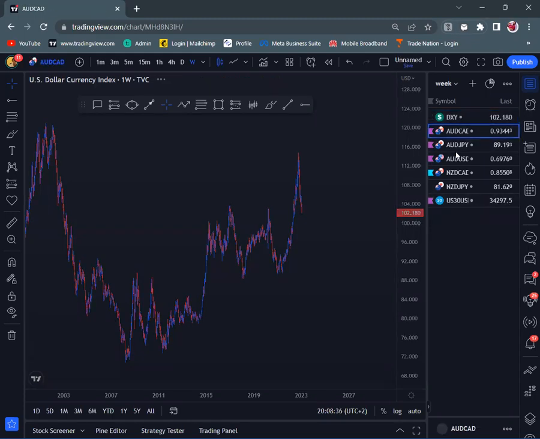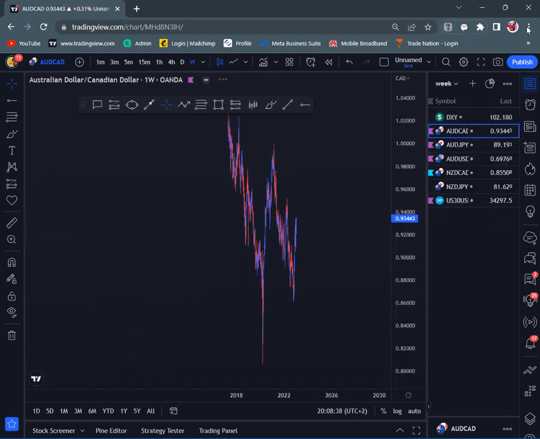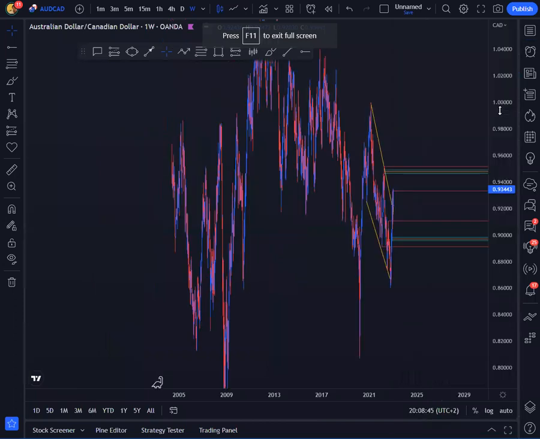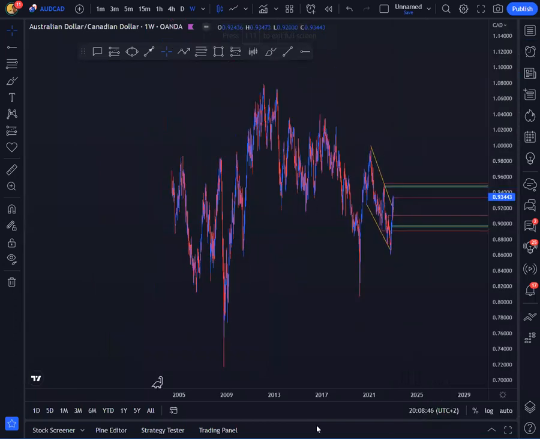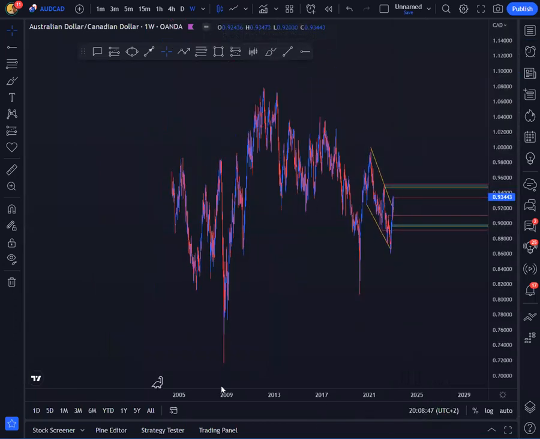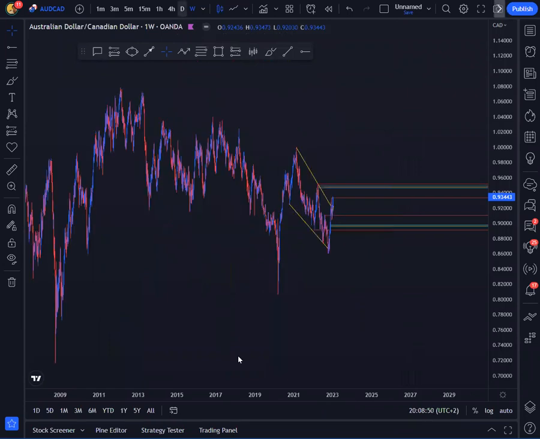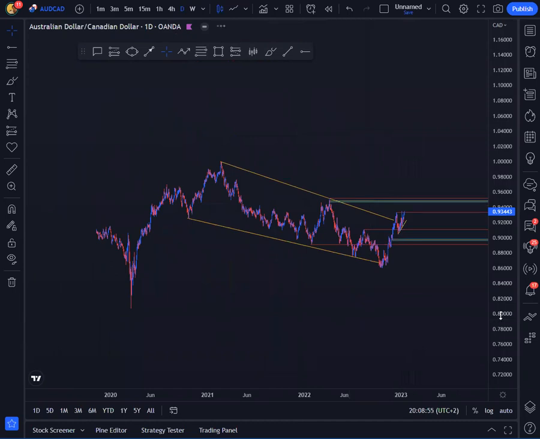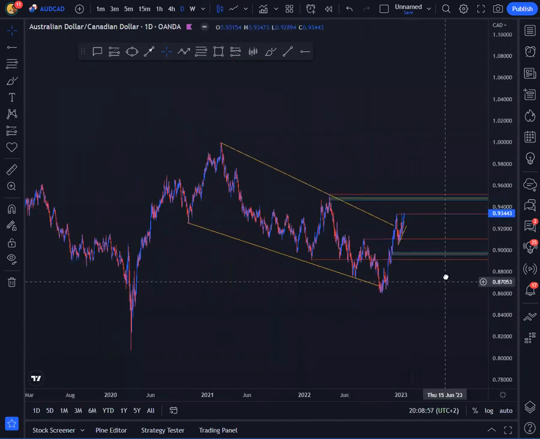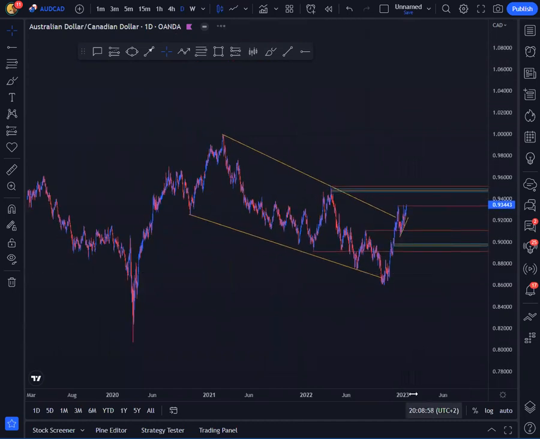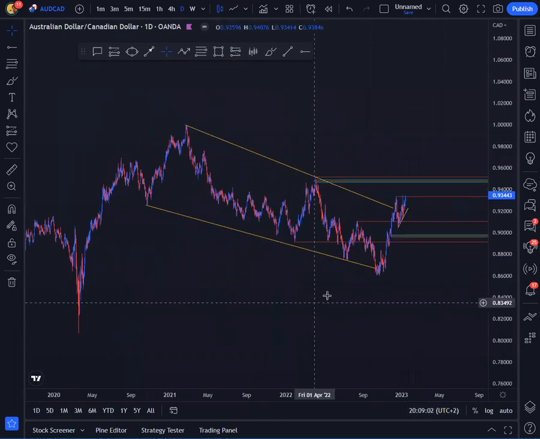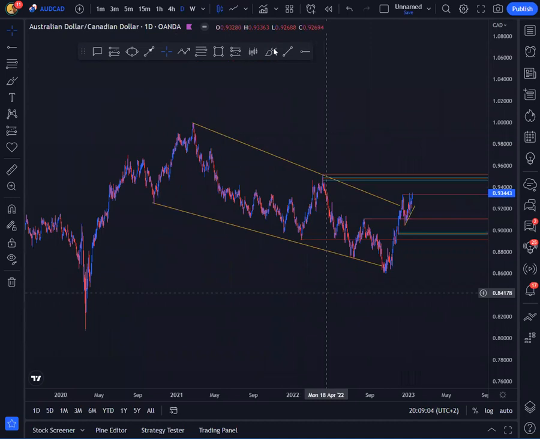Otherwise, let's just start off with AUDCAD and do the things to be done. So let's make this full screen. There we go. So AUDCAD, why are we on a weekly? Let's just go back to daily, looking at a higher time frame. So AUDCAD is back on my watch list. Unfortunately, I do want to buy AUDCAD, but not where it is right now. So I am sell bias, unfortunately, on AUDCAD, where I want to be bullish bias.